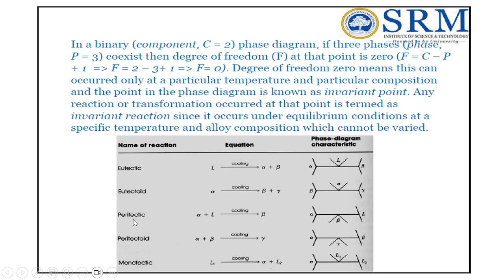There is another phase diagram called the peritectic phase diagram, where a solid plus a liquid, on cooling, will give a new solid, beta. Peritectoid: alpha plus beta, that is two solids, when cooled, give a new solid called gamma. There is also another phase diagram called monotectic, which we will not mostly consider: liquid on cooling will give alpha, a solid, plus another liquid. These are the different types of phase diagrams available.